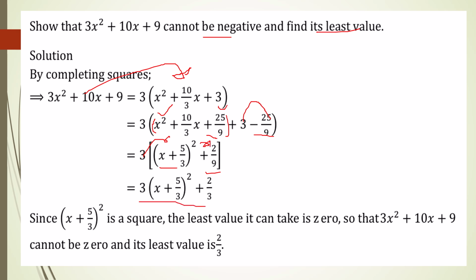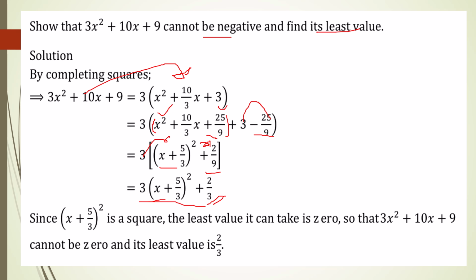So here, to get the least value, it is going to be the value which is not attached to the bracket, which is 2 over 3. And to get the value of x at which it occurs, you simply get your square bracket and equate it to 0. So it's going to be negative 5 over 3.